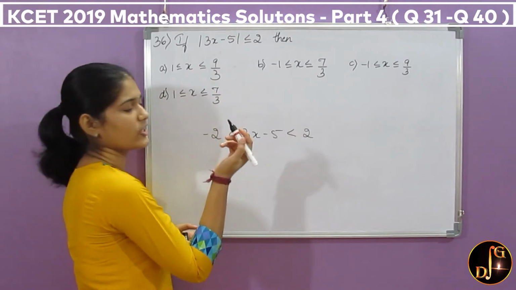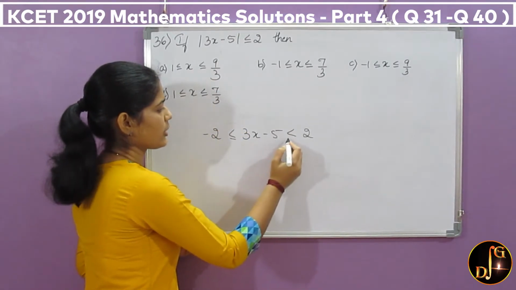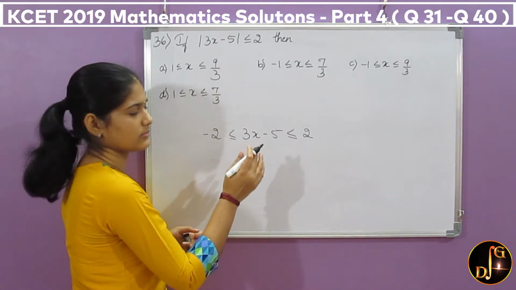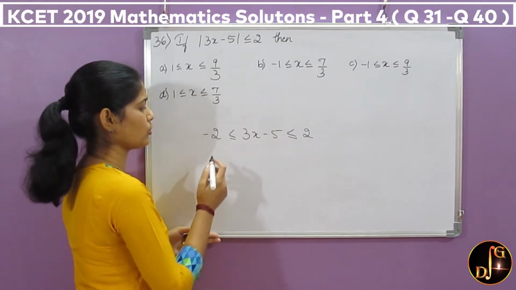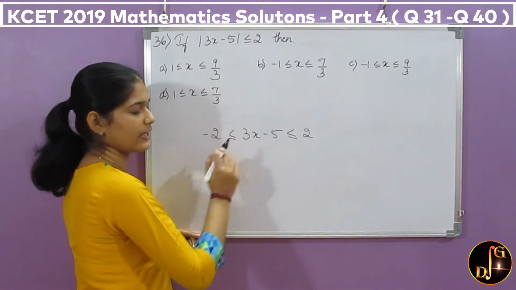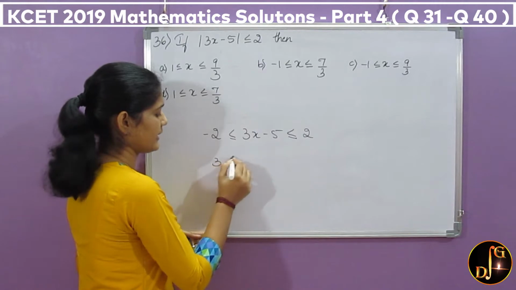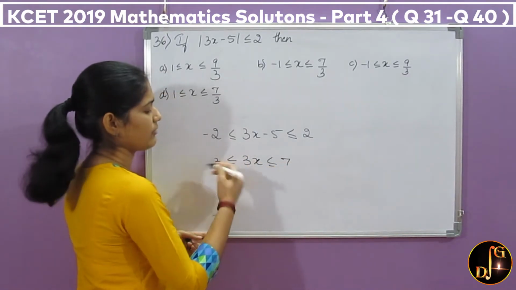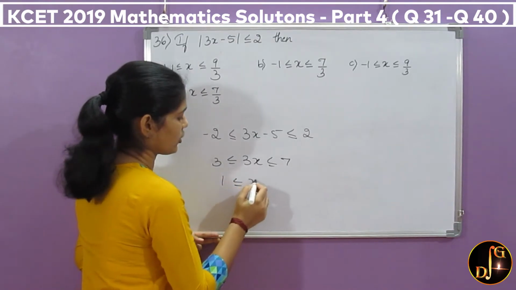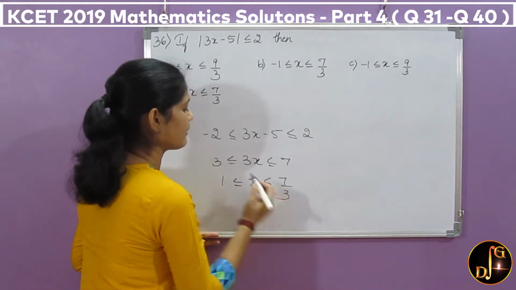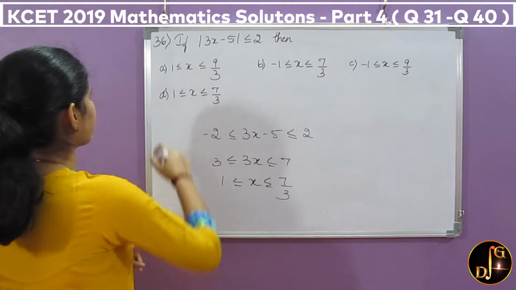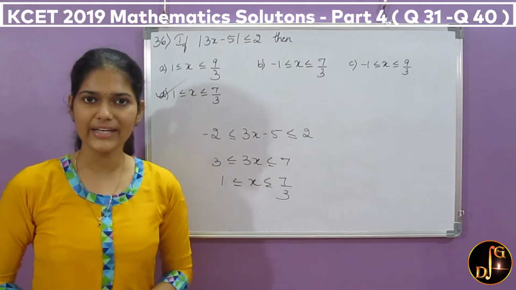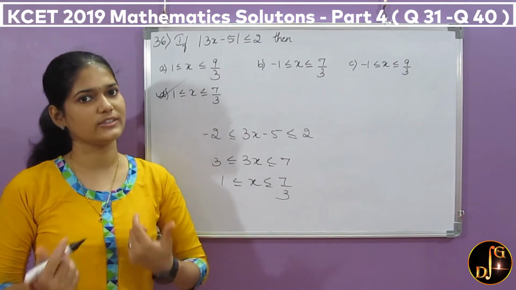Here we have less than or equal to, so it is minus 2 less than or equal to 3x minus 5 less than or equal to 2. If we add 5 to the inequality, then we will get 3 less than or equal to 3x less than or equal to 7. If we divide by 3, it will be 1 less than or equal to x less than or equal to 7 by 3. So the correct answer is option D, right? Now let's move on to the next problem.